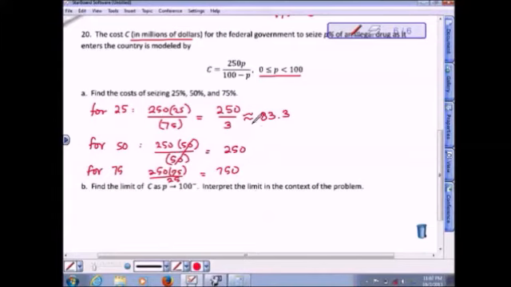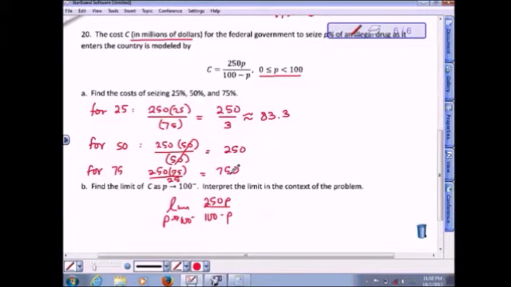This is another idea of a limit at infinity. So what they're asking is to find the limit as P approaches 100 from the negative side. So the limit as P approaches 100 from the negative side of 250P over 100 minus P. Now, this is not meant to be done analytically.